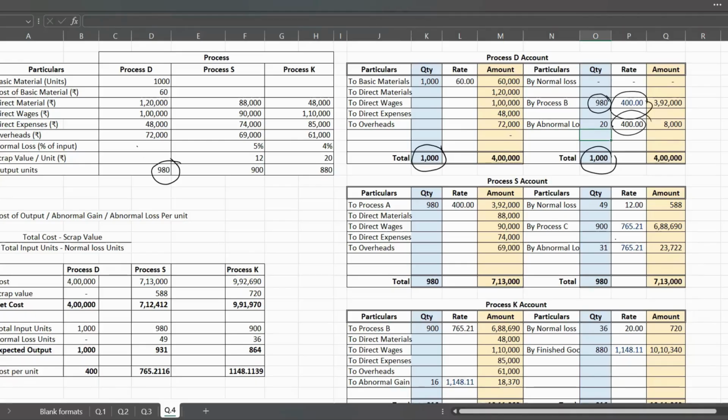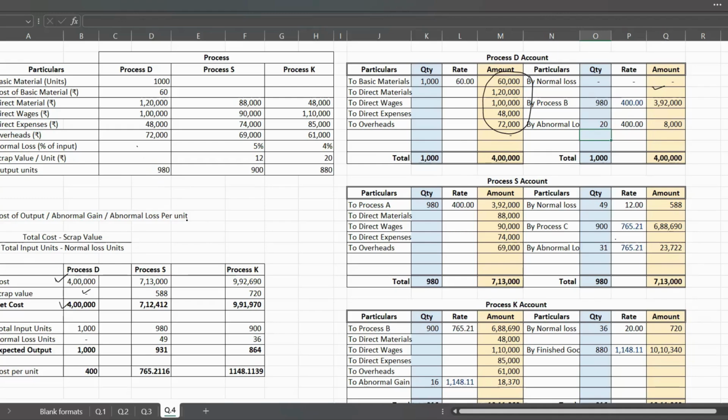Then for abnormal loss, next step is to calculate cost per unit for output as well as for abnormal loss. For this purpose, we use our formula: total cost minus scrap value upon total input units minus normal loss units. So here is debit total cost, including basic material. Total of all these values, you can confirm, comes to 4 lakh. Less scrap value. There is no scrap value. So it will be nil and our net cost will be 4 lakh.